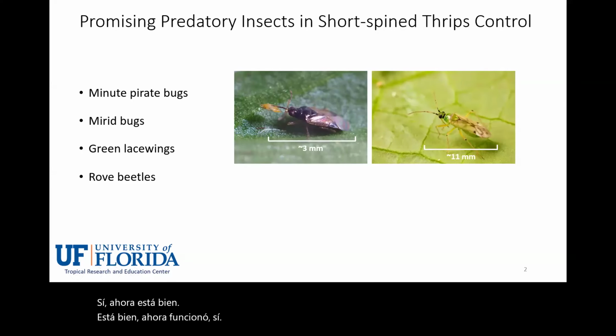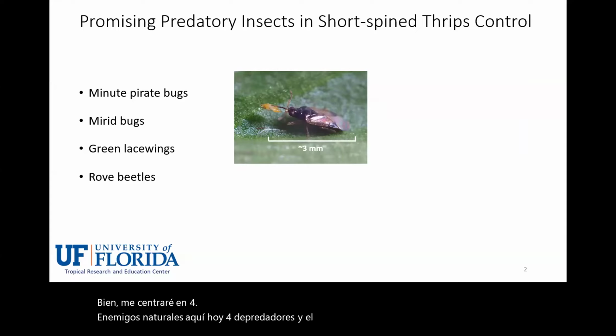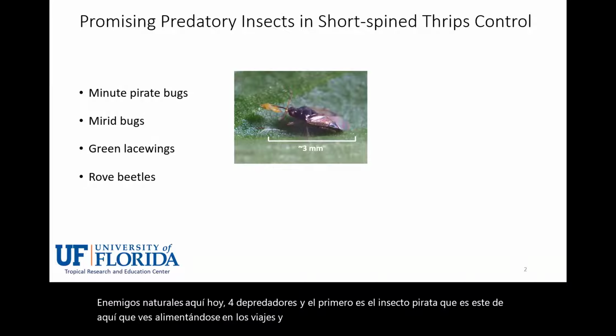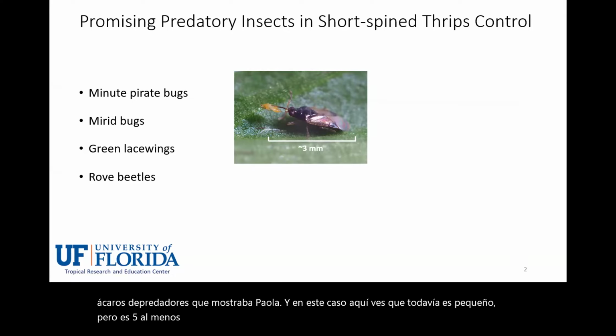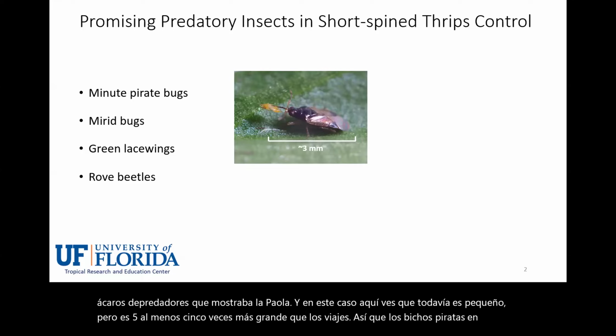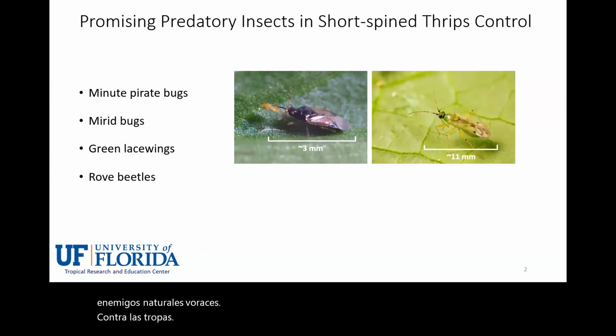Okay, so I will focus on 4 natural enemies here today, 4 predators. And the first one is the pirate bug, which is this one here that you see feeding on the thrips. And as you can see, it's way bigger than the predatory mites that Paola was showing. In this case here, you see that it's still small, but it's at least 5 times bigger than the thrips. So the pirate bugs are actually voracious natural enemies against thrips. And we tested if it was also a voracious predator towards the short spine thrips.